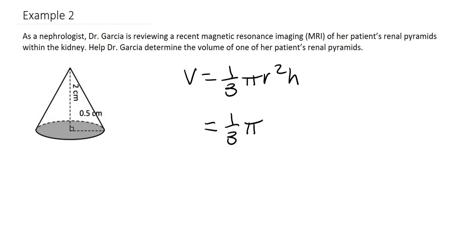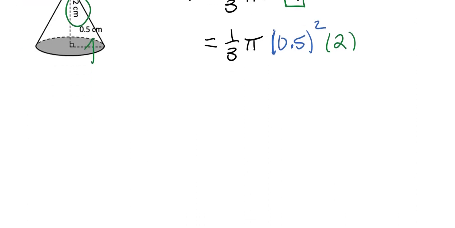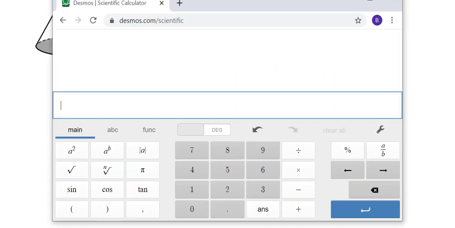So our radius is going to be 0.5, and we're going to square that. And then our height is 2, and this is where the 0.5 came in. So let's get a different calculator out. I'm going to show you.